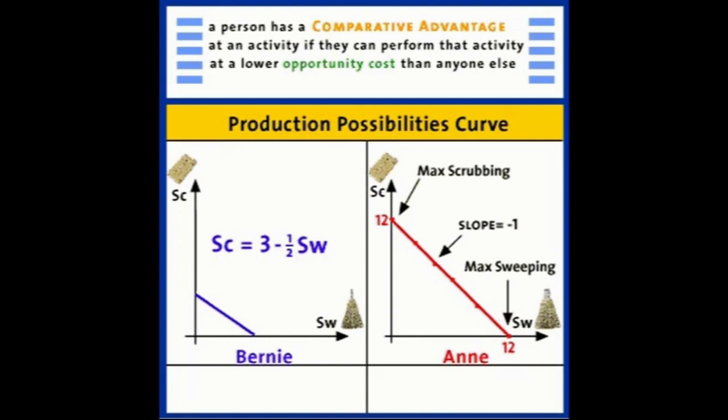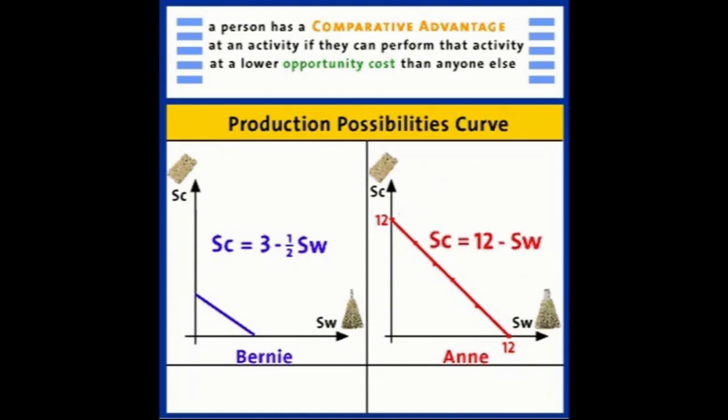Now, one more thing to do before we start talking about comparative advantage. And that is, suppose Bernie and Ann were working independently of one another. What kind of outcome could they expect? Well, here's Ann's production possibilities frontier. The formula is the amount of scrubbing she can do is equal to 12 rooms worth of scrubbing minus the number of rooms that she sweeps. The coefficient on sweeping is -1. That's the cost to Ann to sweep a room. It's 1 room worth of lost scrubbing.